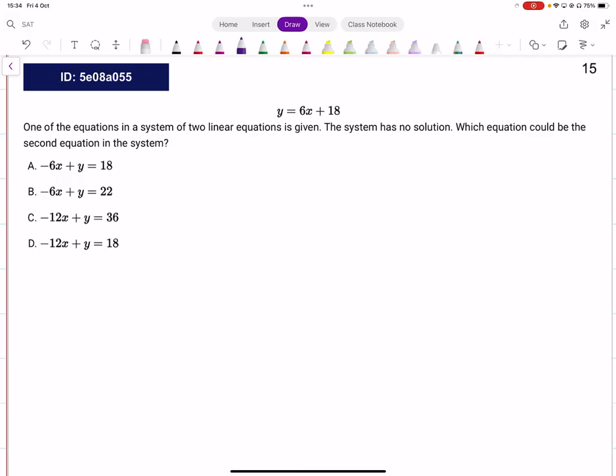One of the equations in a system of two linear equations is given. Again the same type of problem: which equation would be the second equation in the system? Again, all of these equations are given in this form where you have the constant on the right side, x and y terms to the left side. Let's bring this to that form as well. So it becomes minus 6x plus y equals 18. X and y terms should be in the same ratio, minus 6 to 1. And the constant should be different if you want no solution.